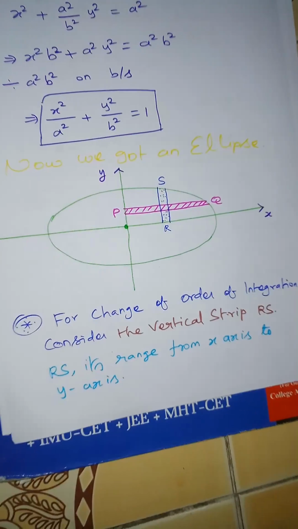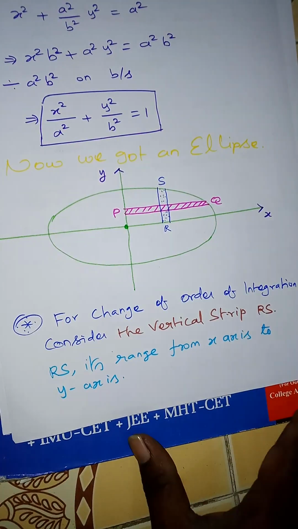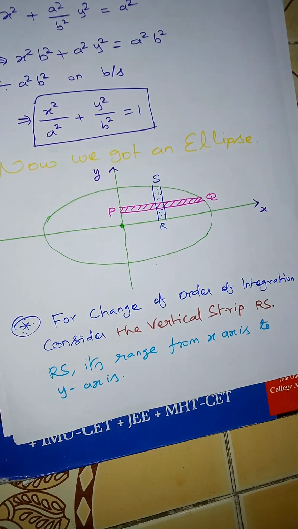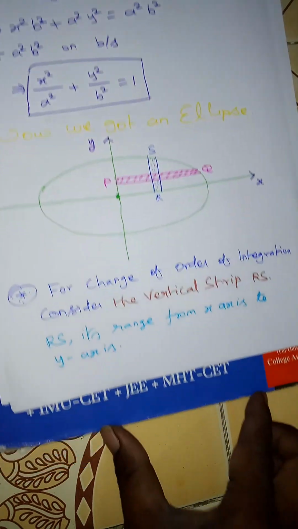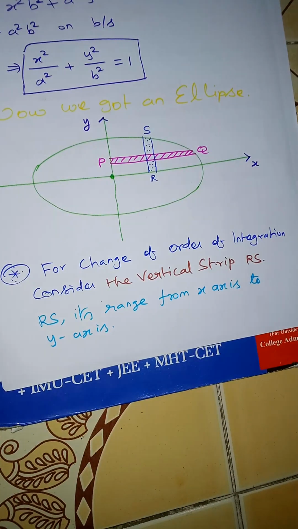Now I'm going to apply the change of order of integration, so I'm going to draw the ellipse. Then, parallel to the x-axis there is a strip PQ, and parallel to the y-axis a vertical strip called SR. Using that vertical strip SR, I'm going to find the range for y.